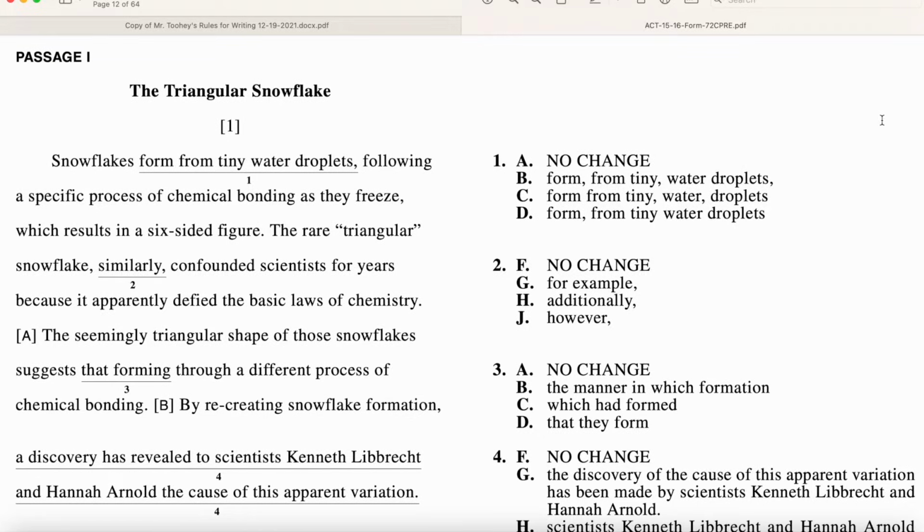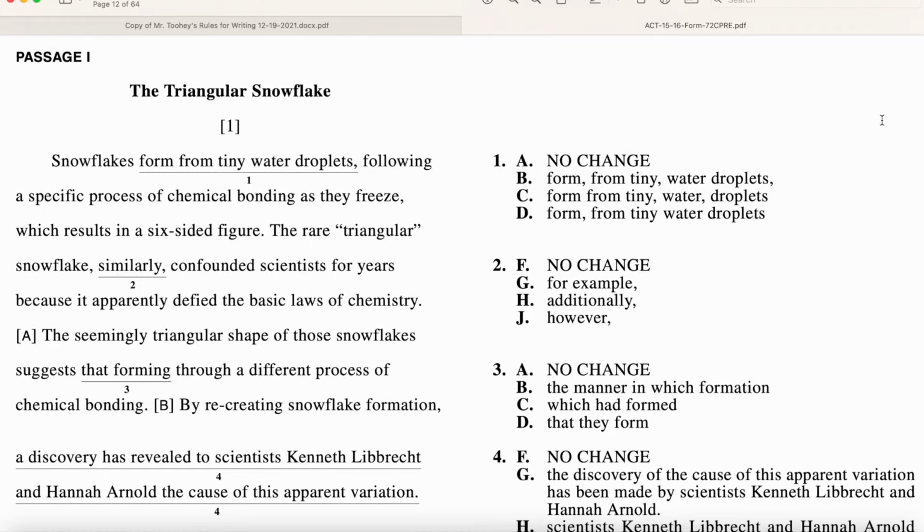Are you plugging in? Are you looking at answer choice A? Answer choice A is the underlined portion. Oh, my bad. I'm looking at B. Okay, you're plugging in. I got you. Snowflakes form from tiny water droplets following a specific... Yeah, A looks good. A sounds good, right? I agree with you there.